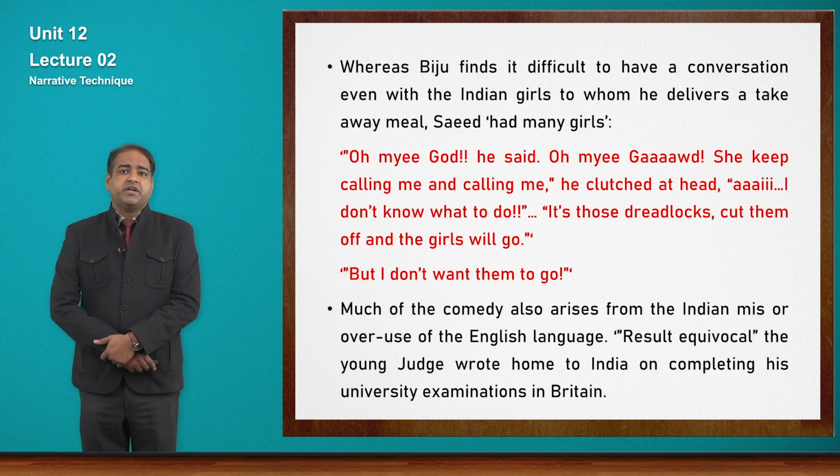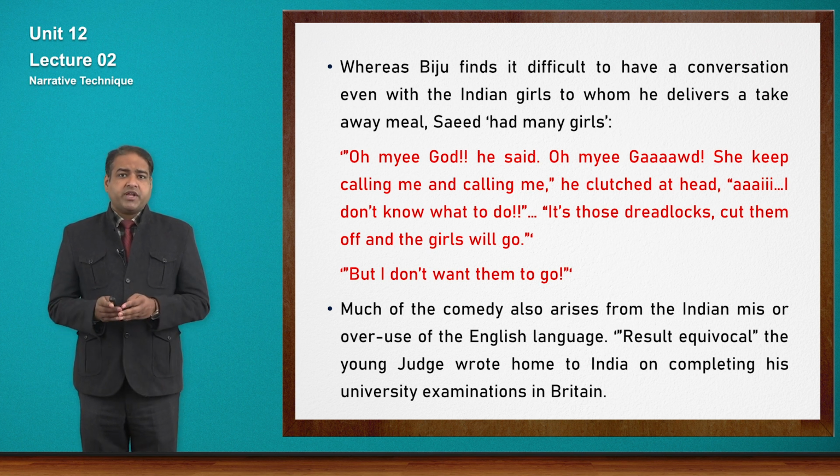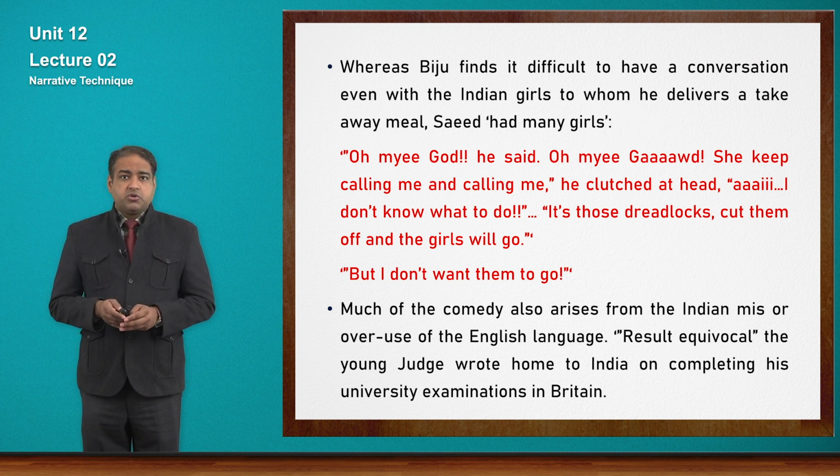Whereas Biju finds it difficult to have a conversation even with the Indian girls to whom he delivers a takeaway meal, Saeed had many girls. So we see that there is a contrastive difference between the personality of Biju and the personality of Saeed. Biju had no girlfriend, but Saeed had many. Biju was not much confident. He was a timid boy.